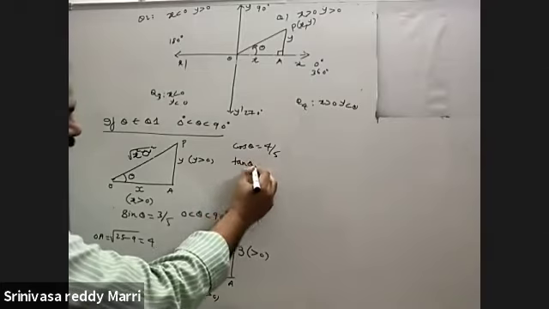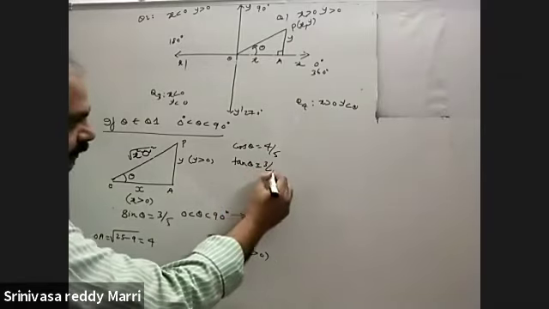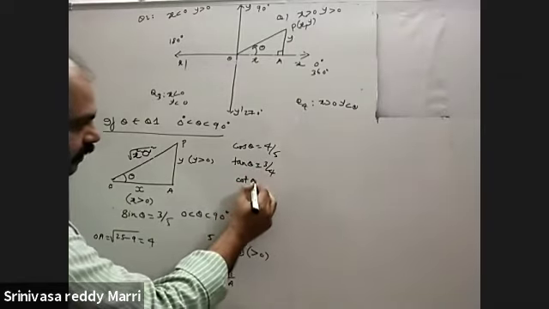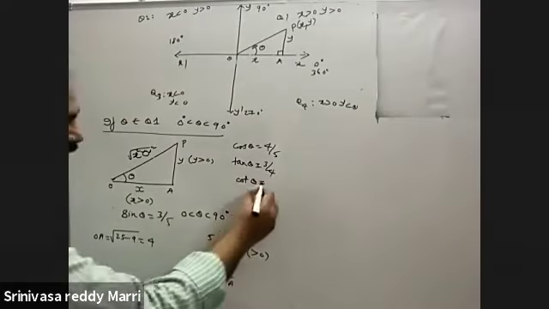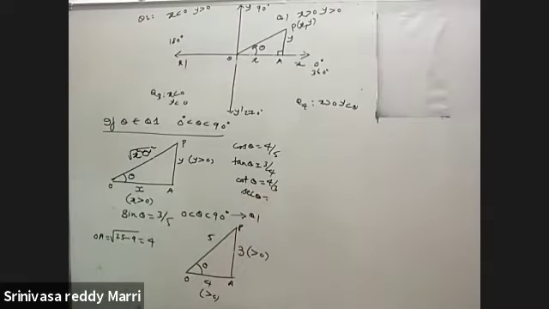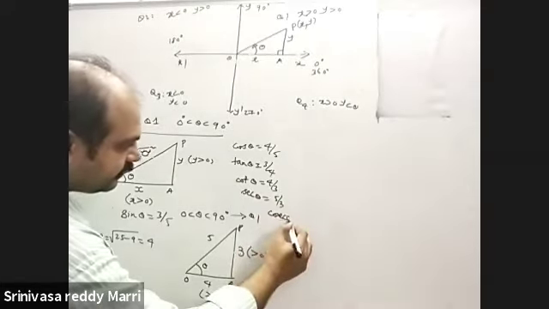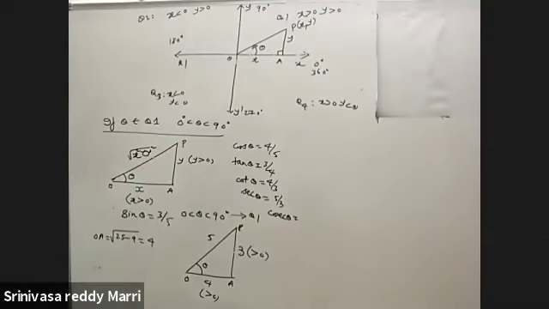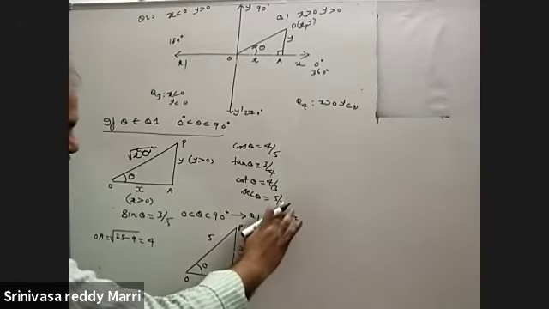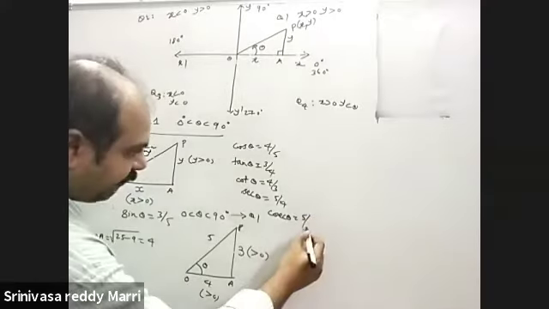Tan theta is nothing but opposite by adjacent, that means 3/4. Cot theta is adjacent by opposite, 4/3. Secant theta is hypotenuse divided by adjacent, 5/4. Cosecant theta is hypotenuse divided by opposite side, 5/3.